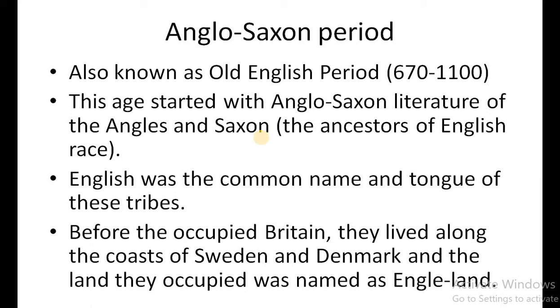They actually used to live by the west coast side of Sweden and Denmark, and then they migrated from there to England, where they settled permanently, and became acquainted with the culture of that place. As a result, they took some elements from that culture, and they had some elements of their own culture. When the elements of both cultures got mixed, they produced the literature which is called Anglo-Saxon literature. English was the common name and tongue of these tribes.